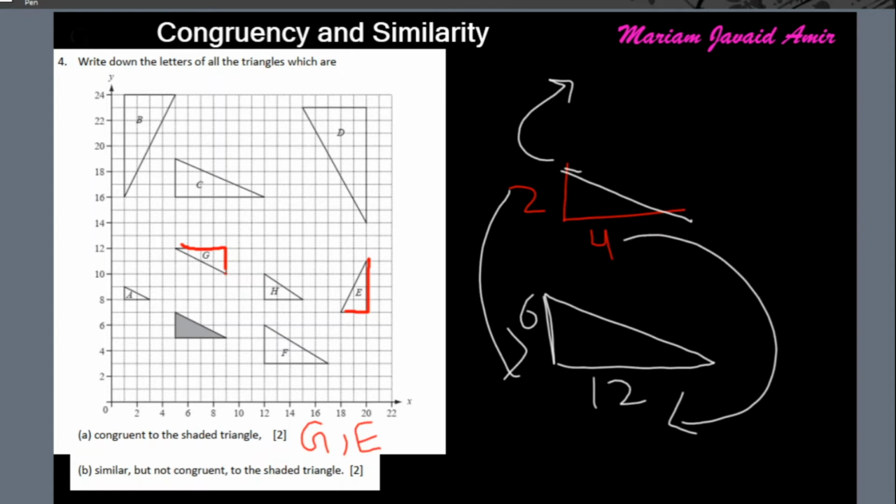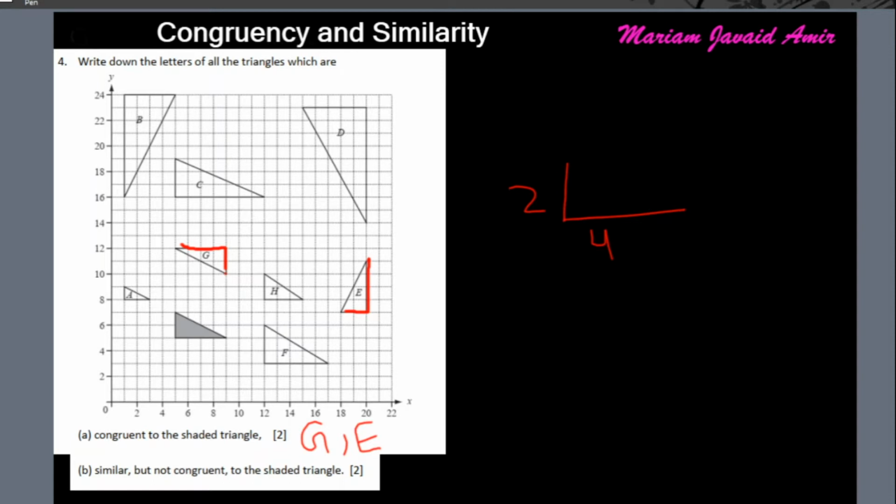So the lengths should be proportional. If one length is being multiplied with a number to get the other length, the second length and the third length should also be multiplied with the same number to get the other lengths. Alright, so how many triangles are similar to this but not congruent?